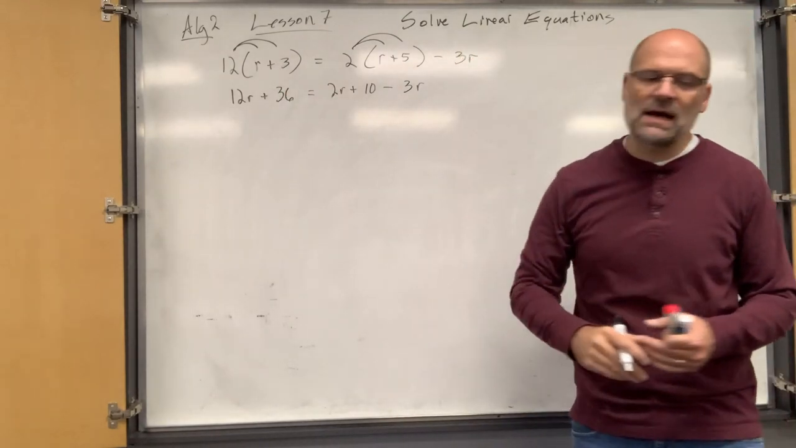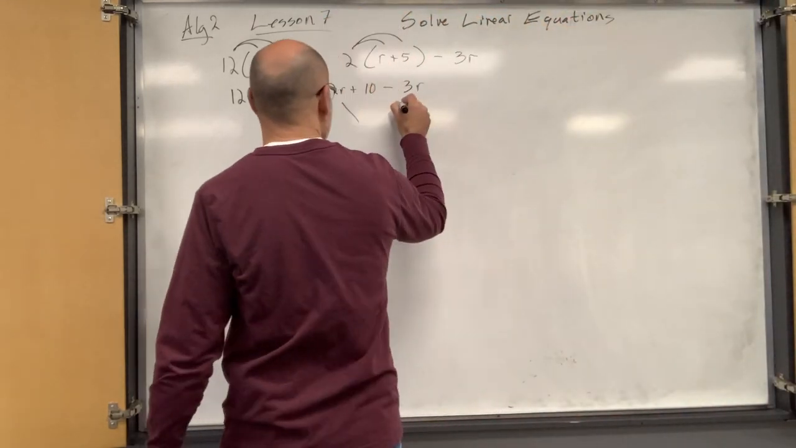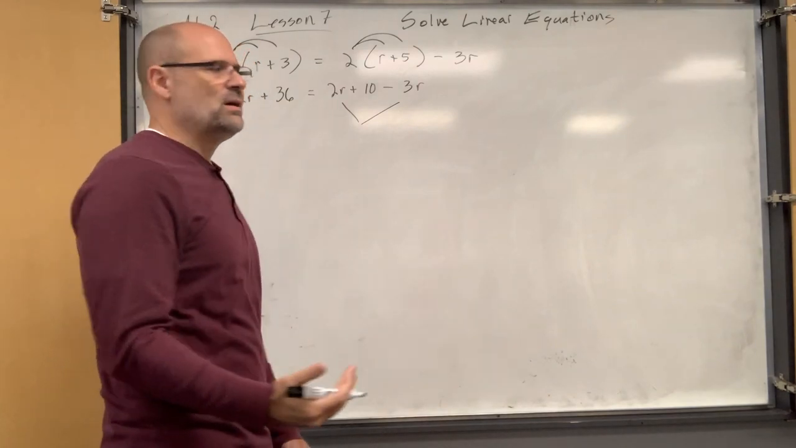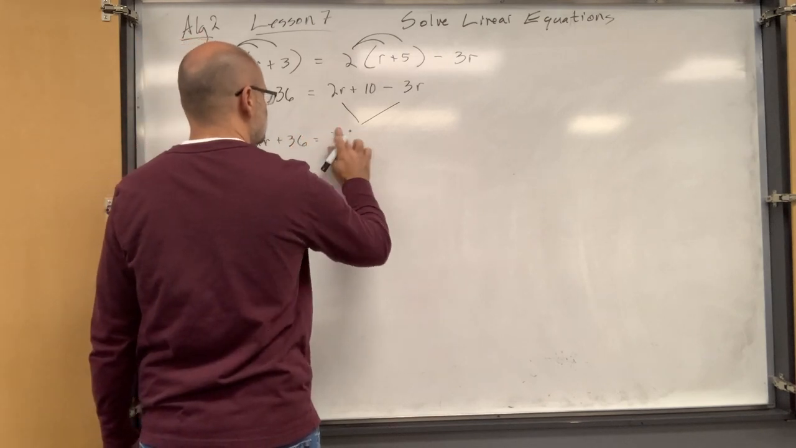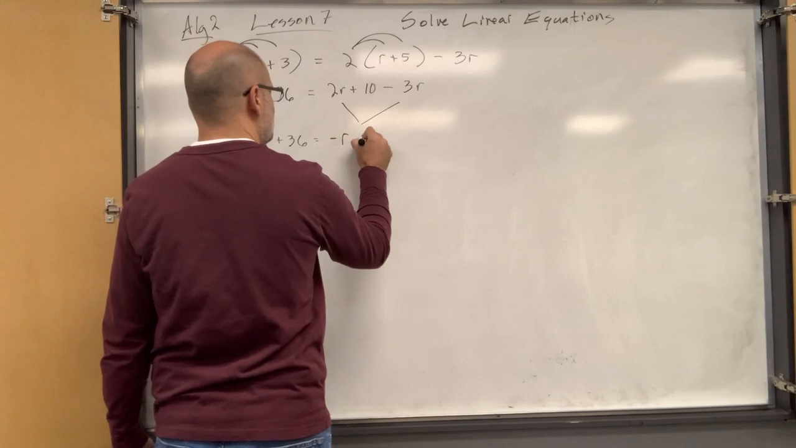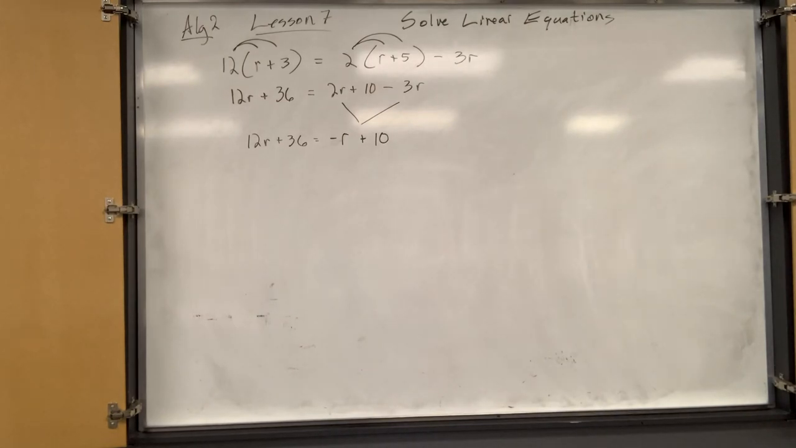Okay, so now we've got not quite the same situation as our last problem. We still have some cleaning up to do on the right side. What can we do on the right side to make that cleaner? Combine the two terms. Yeah, so the second part of simplifying both sides separately is combine like terms. Okay, so this 2r and a negative 3r will give you negative 1r or just negative r. So we're left with 12r plus 36 equals negative r plus 10. You could say 10 minus r, but subtraction is dumb and confusing and it might mess you up.